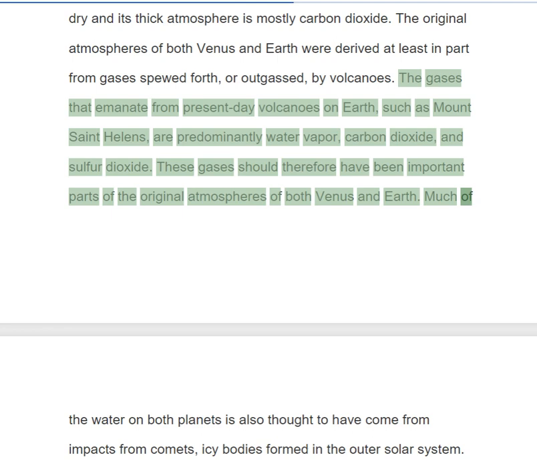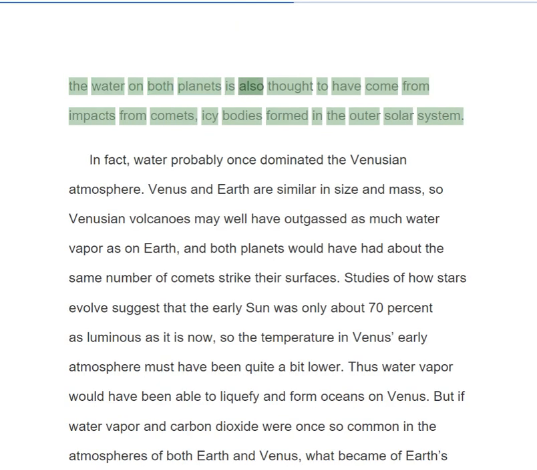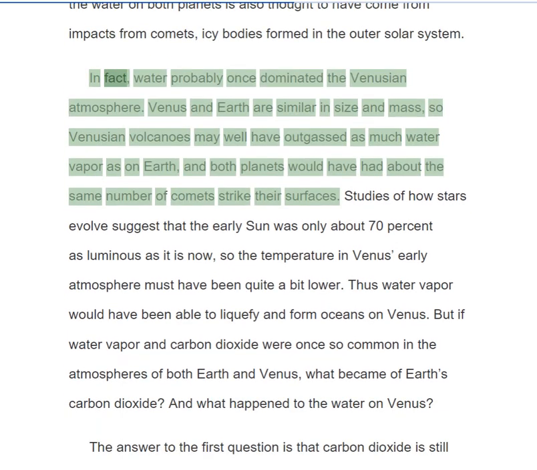Much of the water on both planets is also thought to have come from impacts from comets, icy bodies formed in the outer solar system. In fact, water probably once dominated the Venusian atmosphere. Venus and Earth are similar in size and mass, so Venusian volcanoes may well have outgassed as much water vapor as on Earth, and both planets would have had about the same number of comets strike their surfaces.